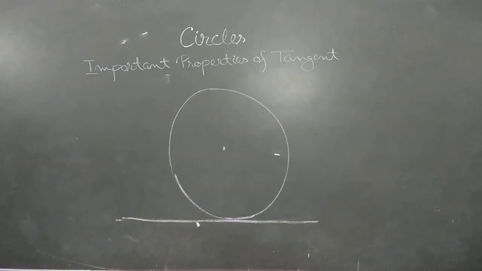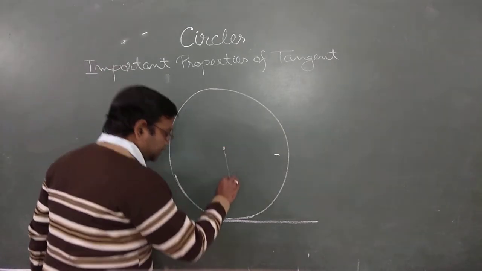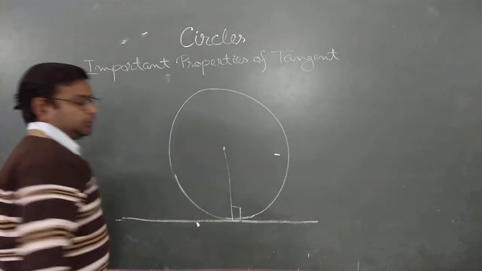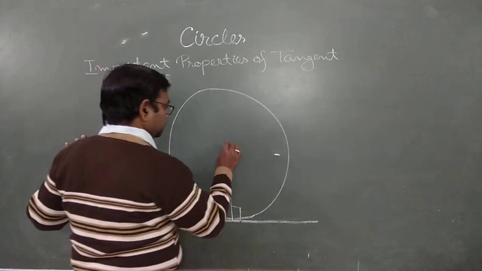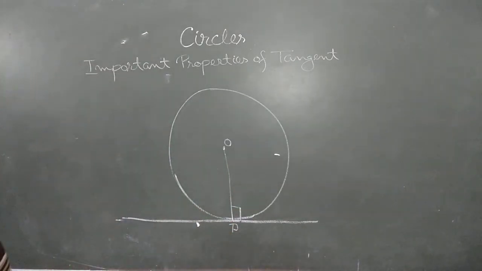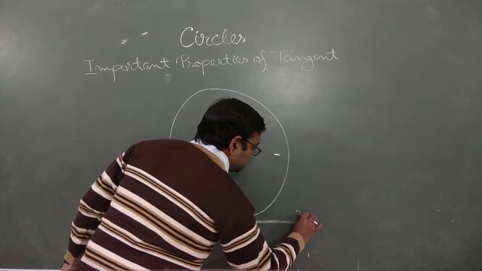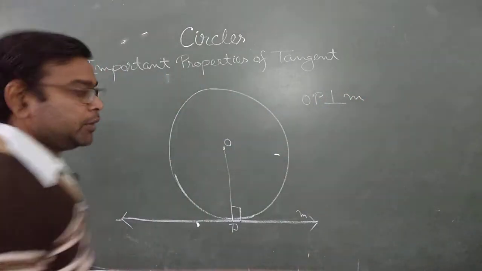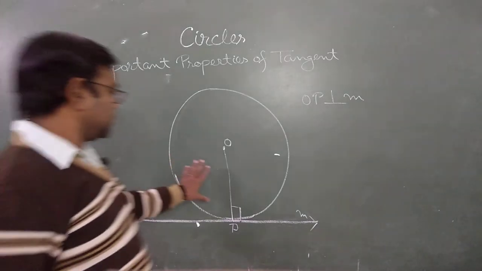No, it's perfect. If a line is tangent to a circle at a point, then the radius at this point is always perpendicular to the tangent. This is one of the important theorems. Suppose OP is a radius. Clear? And if M is a line, always remember OP must be perpendicular to line M, that is your tangent. This one is clear to you.